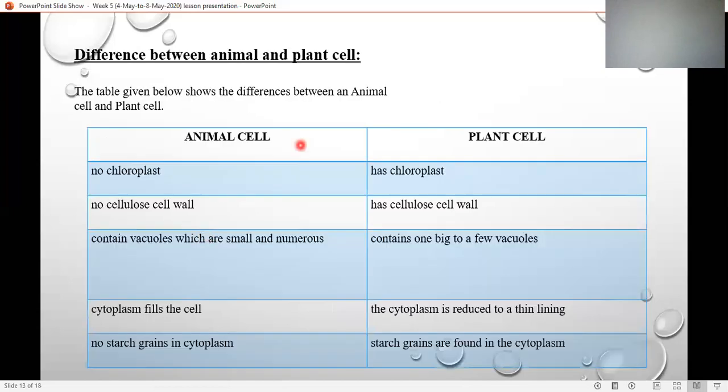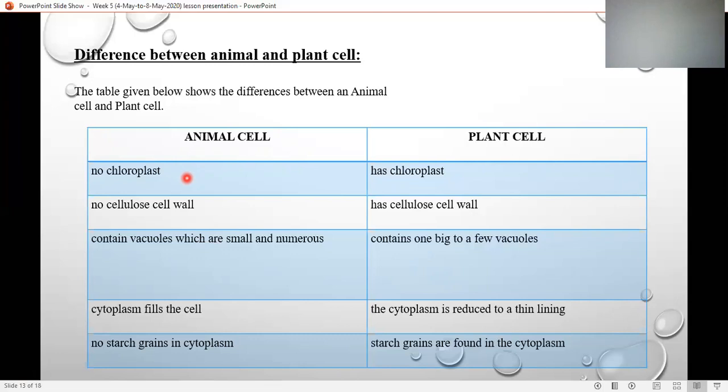Whenever you are going to differentiate between two things, you always make a table, right? Aligning one side animal cell, other side plant cell. So in animal cell, no chloroplast, right? There is no chloroplast present in animal cell, but chloroplast is present in plant cell because plants have to prepare their own food through photosynthesis.